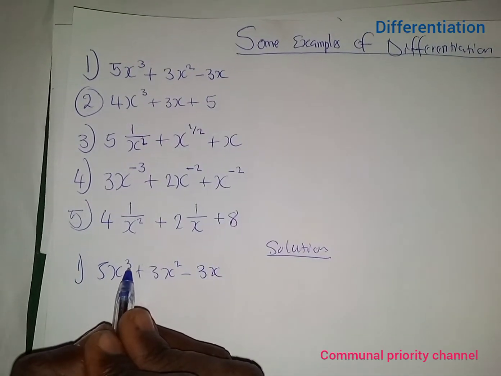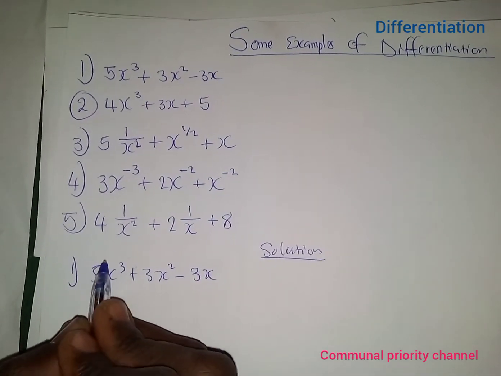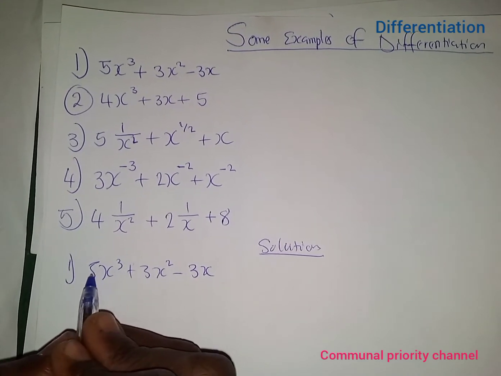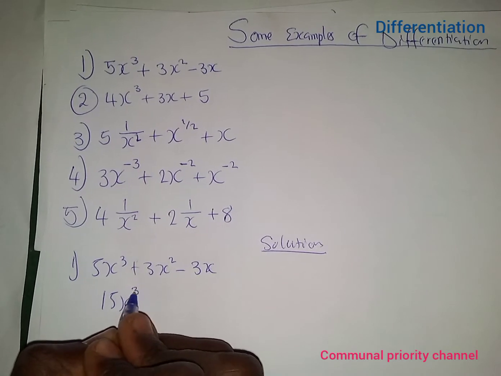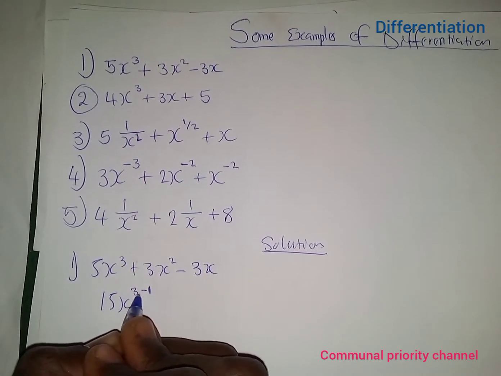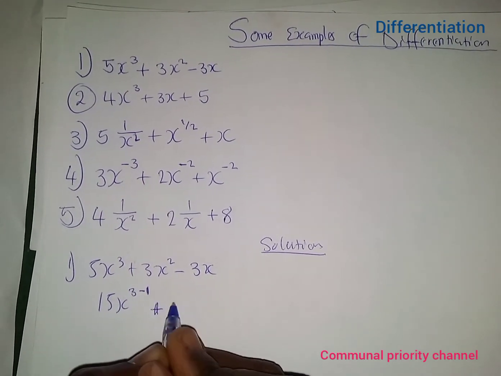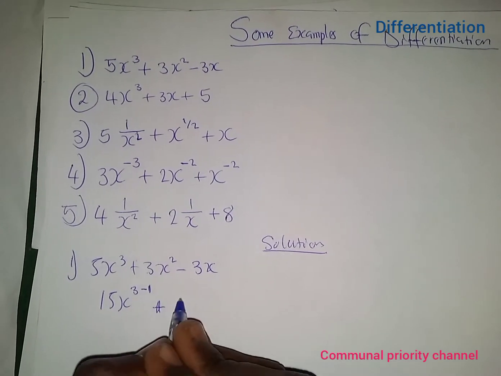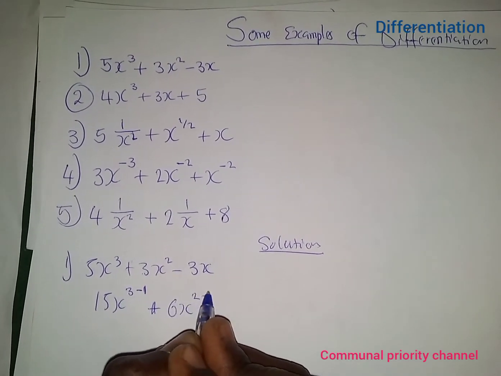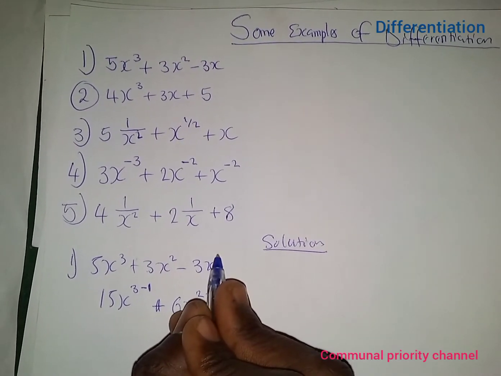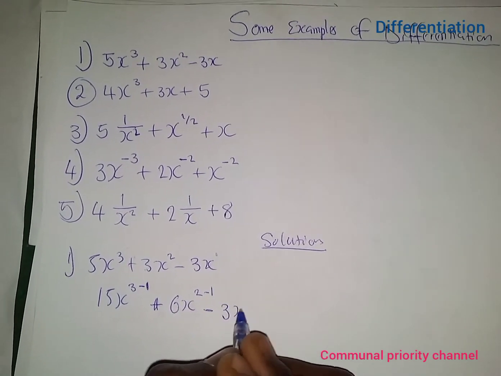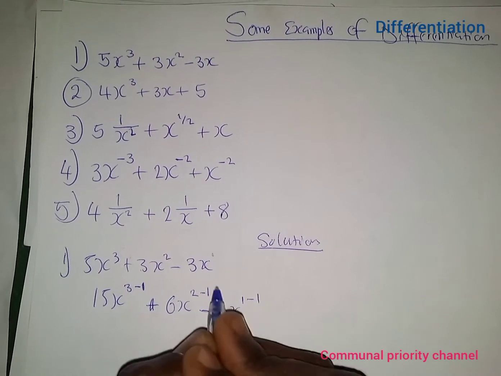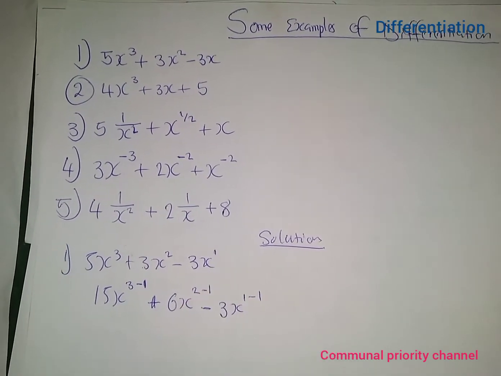First of all, we're going to multiply this 3 with this 5, where 5 is the coefficient and 3 is the power. Now, 5 times 3 is equal to 15x to the power of 3 minus 1. We are going to subtract 1 from the power. Then plus 2 times 3, which is 6, x to the power of 2 minus 1. Also, here the coefficient is the same thing as 1. Therefore, it's 1 times 3, which is minus 3x to the power of 1 minus 1, because this x is the same as x to the power of 1.